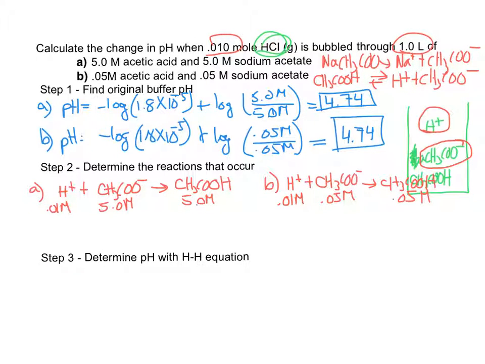All right, let's start with A. So looking at these, which one's my limiting reactant? Looks like I have a lot less of this one, so that's my limiting reactant. So that's how much is used up. So minus 0.01 molar, minus 0.01 molar, plus 0.01 molar. And so at the end, I end up with 0 H pluses. I have 4.99 molar of this one, and I have 5.01 molar of that one.